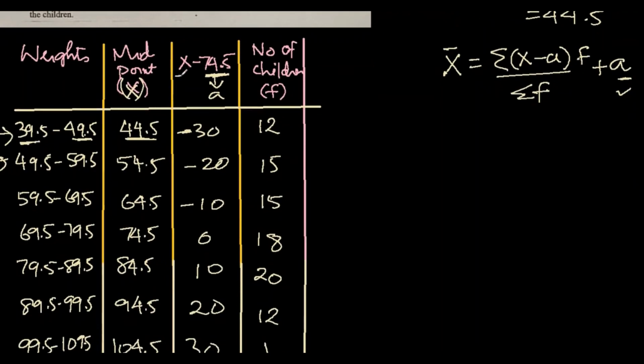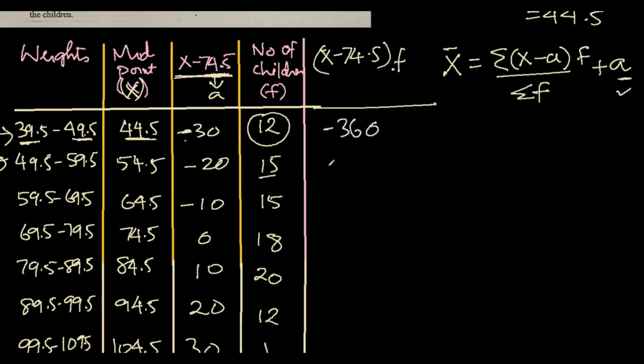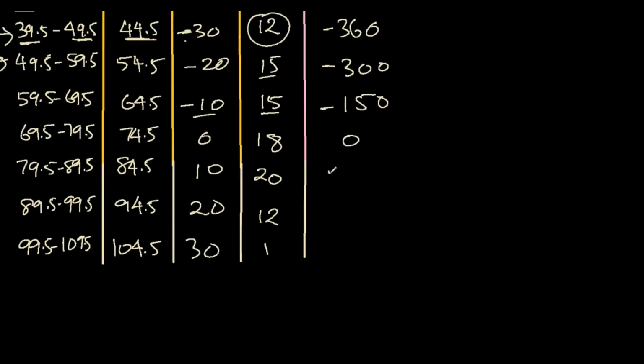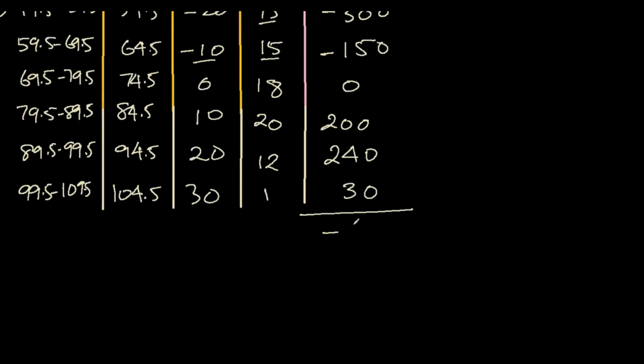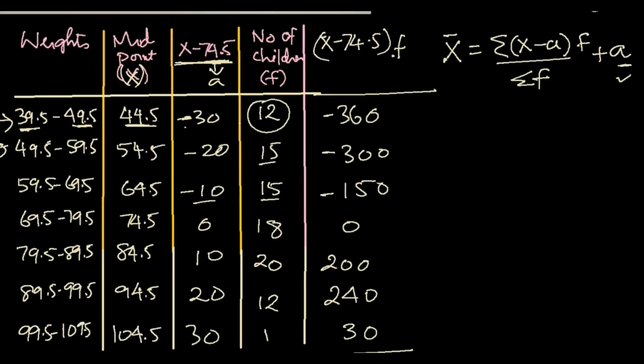That means x minus 74.5 multiplied by the frequency we have. So let's write it here. x minus 74.5 multiplied by frequency. So 12 times minus 30 is minus 360. 15 times minus 20 is minus 300. This will be minus 150, and so on. It came out to be minus 340.